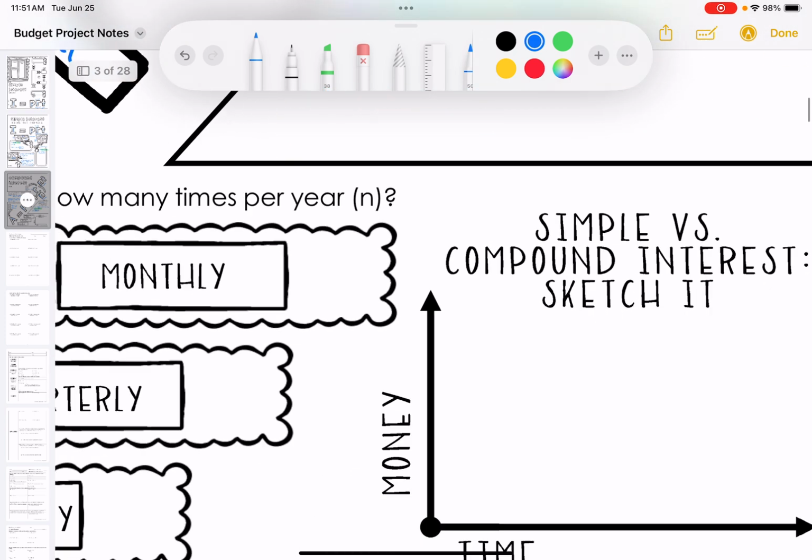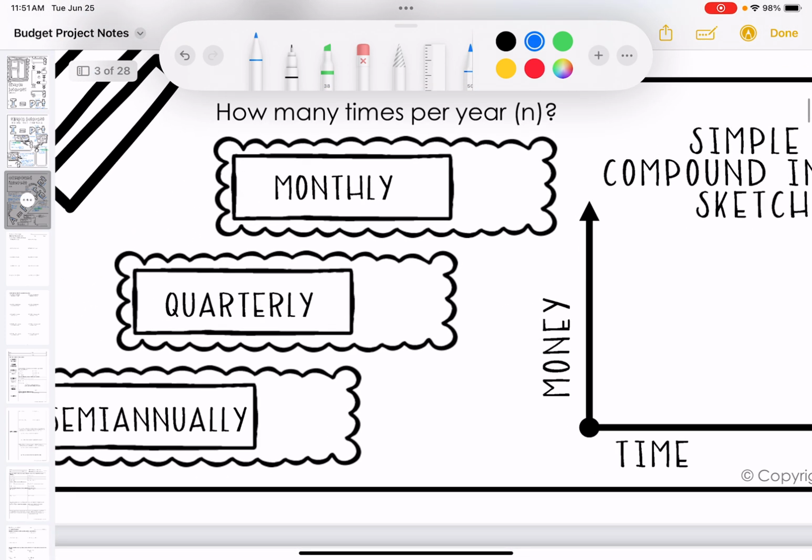All right, now down at the bottom, it's talking about the periods, so the N value, so how many times per year. So we just decided monthly is going to be 12. Okay, quarterly, how many quarters are in a year? There are 4. And then semi-annually would be 2.